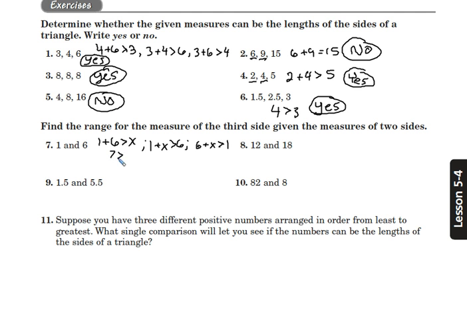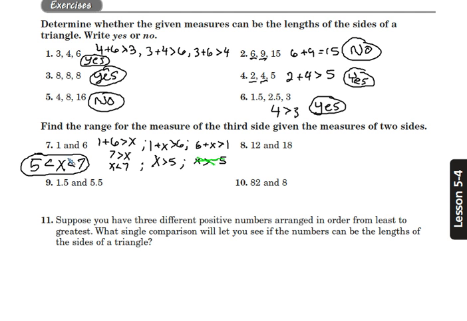1 plus 6, 7. Okay, 7 has to be greater than x, or you can think of it as x has to be less than 7. Solve for x here. X has to be greater than 5. And then over here on this last one, subtract 6 from both sides, x greater than negative 5. We don't have to worry about that third possibility due to the fact that you will never have a negative measurement for a side of a triangle. Okay, so if you look here, we have to stay less than 7 but greater than 5. We can write that as a compound inequality with our third side here, less than 7 but greater than 5.